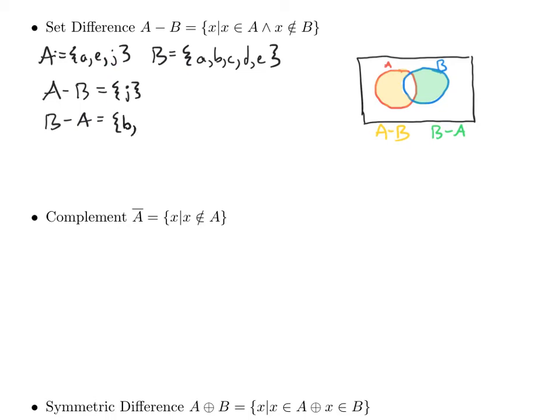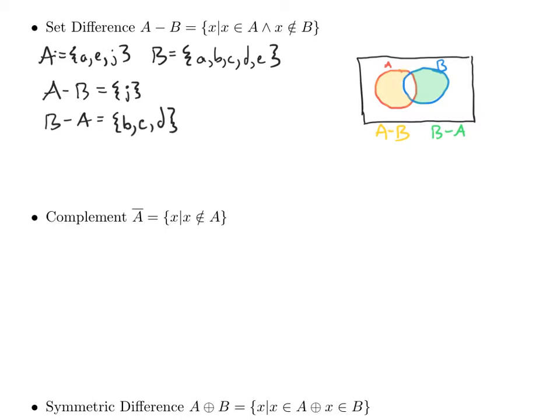Similarly, C is in B, but not A. D is in B, but not A. And E is in B, but it's also in A, so we don't want to include that. So what we want is indeed just those elements, B, C, D.